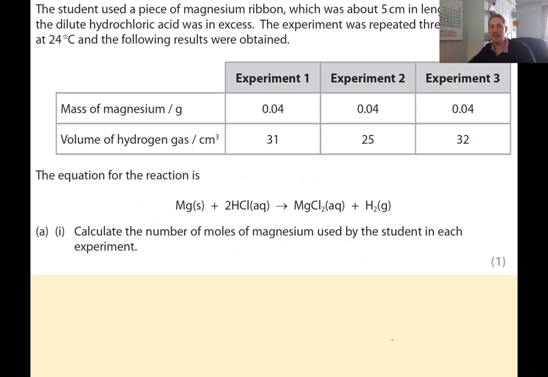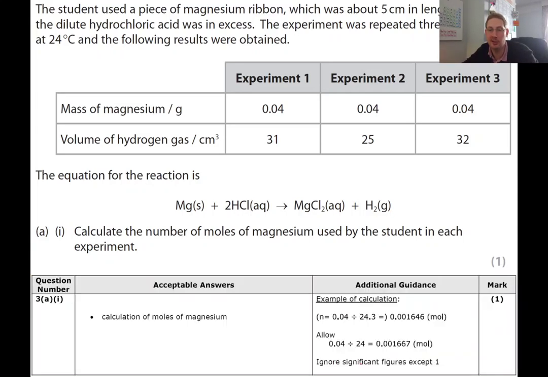Different experiment here. This is CPAC 1. This is working out the molar volume of a gas. The student used a piece of magnesium ribbon, about 5 centimetres in length, and dilute hydrochloric acid in excess. Repeat the experiment. Calculate the number of moles of magnesium used by the student in each experiment. Moles is mass over Mr. No surprises there. Ignore significant figures except one.